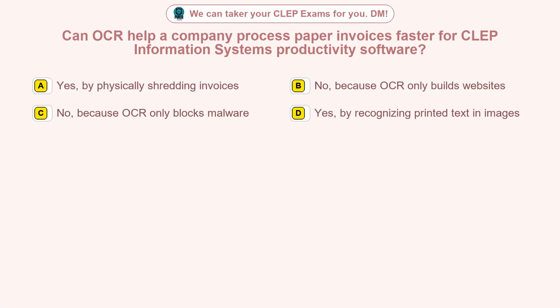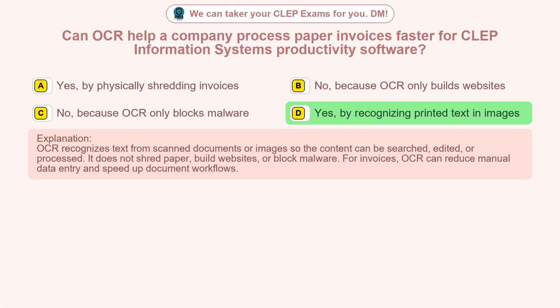Question 6. Can OCR help a company process paper invoices faster for CLEP Information Systems productivity software? Option A. Yes, by physically shredding invoices. Option B. No, because OCR only builds websites. Option C. No, because OCR only blocks malware. Option D. Yes, by recognizing printed text and images. The correct answer is option D. Yes, by recognizing printed text and images.